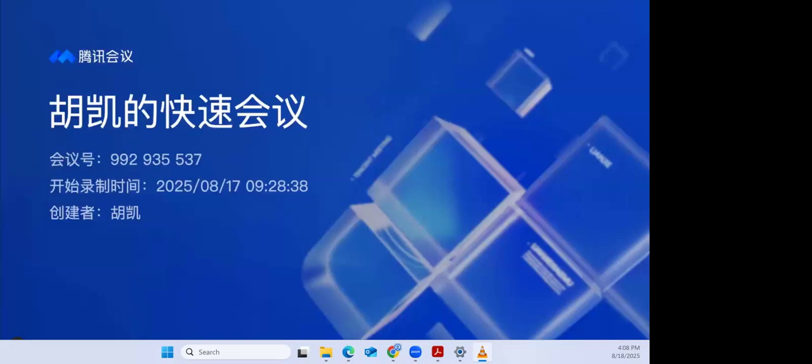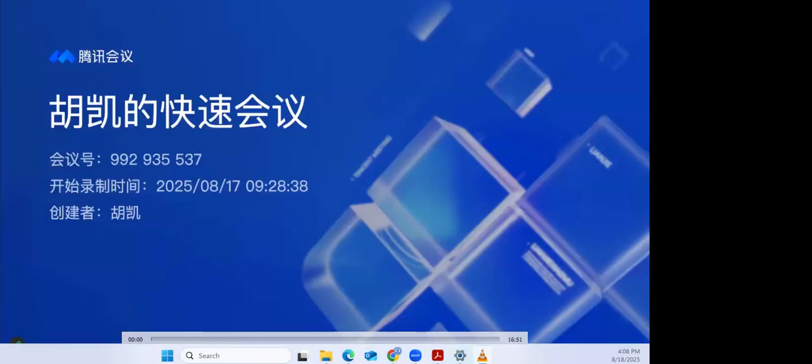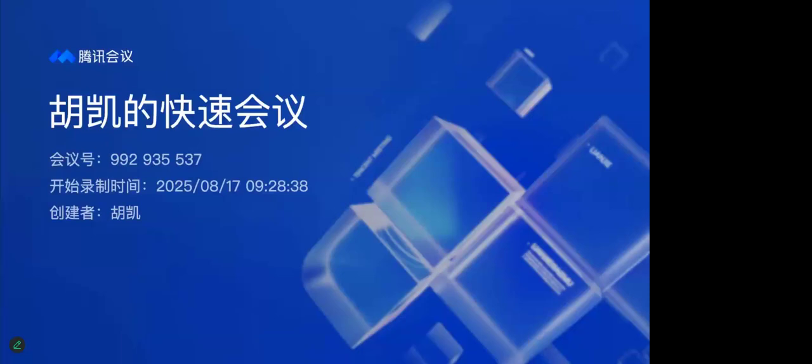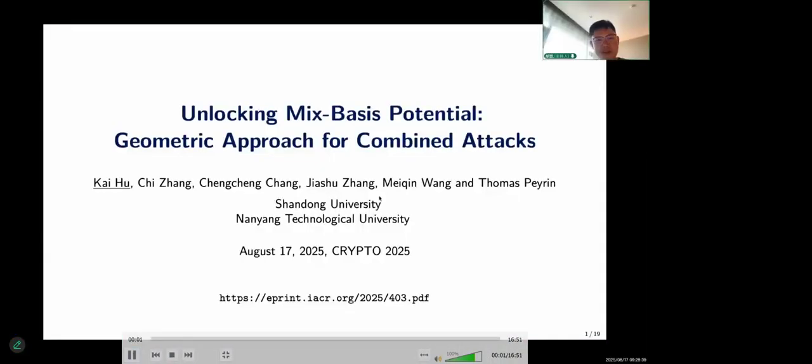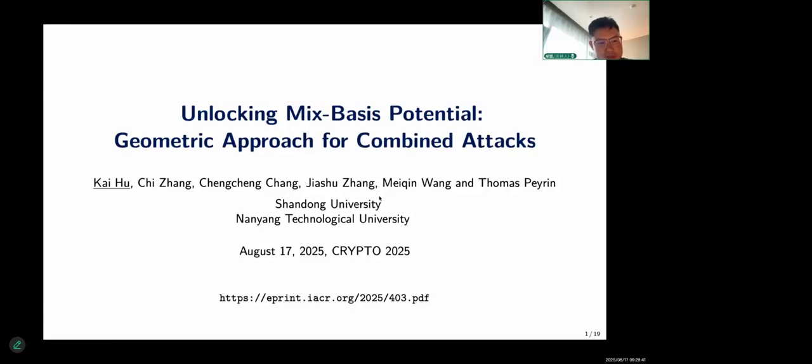Unlocking Mixed Basis Potential: Geometric Approach for Combined Attacks, and the video is recorded by Kai Hu. Hello everyone, my name is Hu Kai. I will present our work, Unlocking Mixed Basis Potential: Geometric Approach for Combined Attacks. This is a joint work with Zhang Chi, Chang Chengcheng, Zhang Jiashu, Wang Meiqin, and Thomas Peyrin.